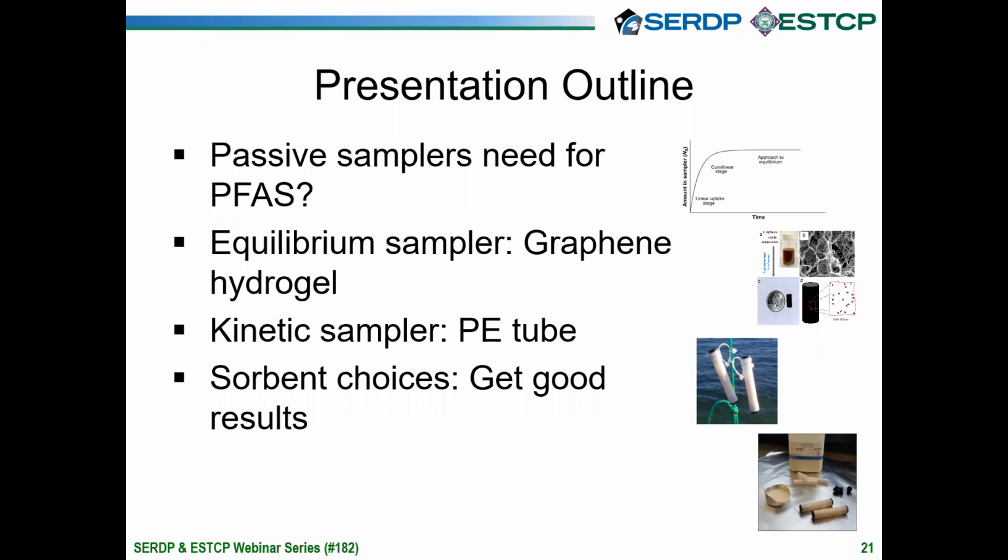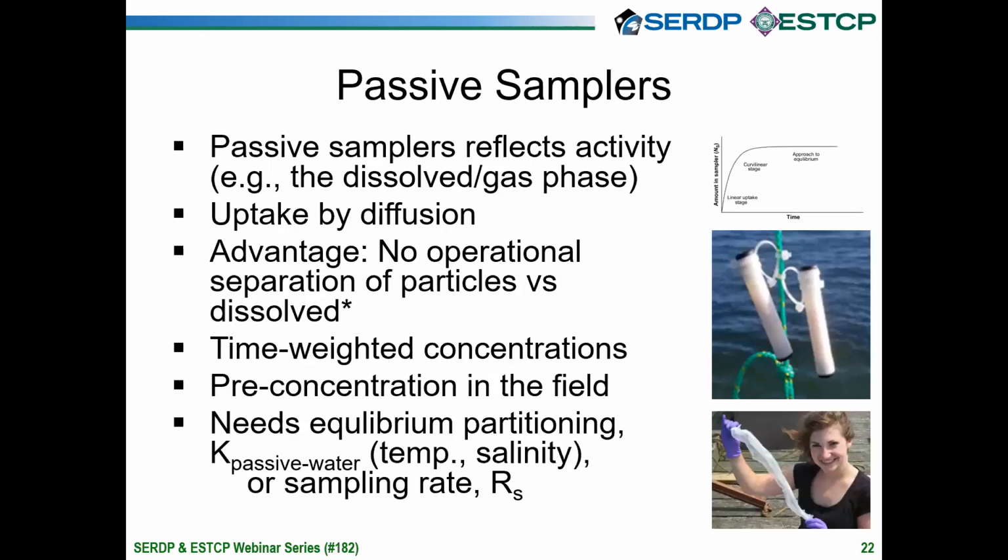And the second is a kinetic sampler, so a sampler that integrates PFAS over a longer period of time, and in this case, the polyethylene tube. And then lastly, there's a little side exercise that we perform to make sure we actually get good results for some of our solvent choices for collecting PFAS. So with that, let me get into some details.